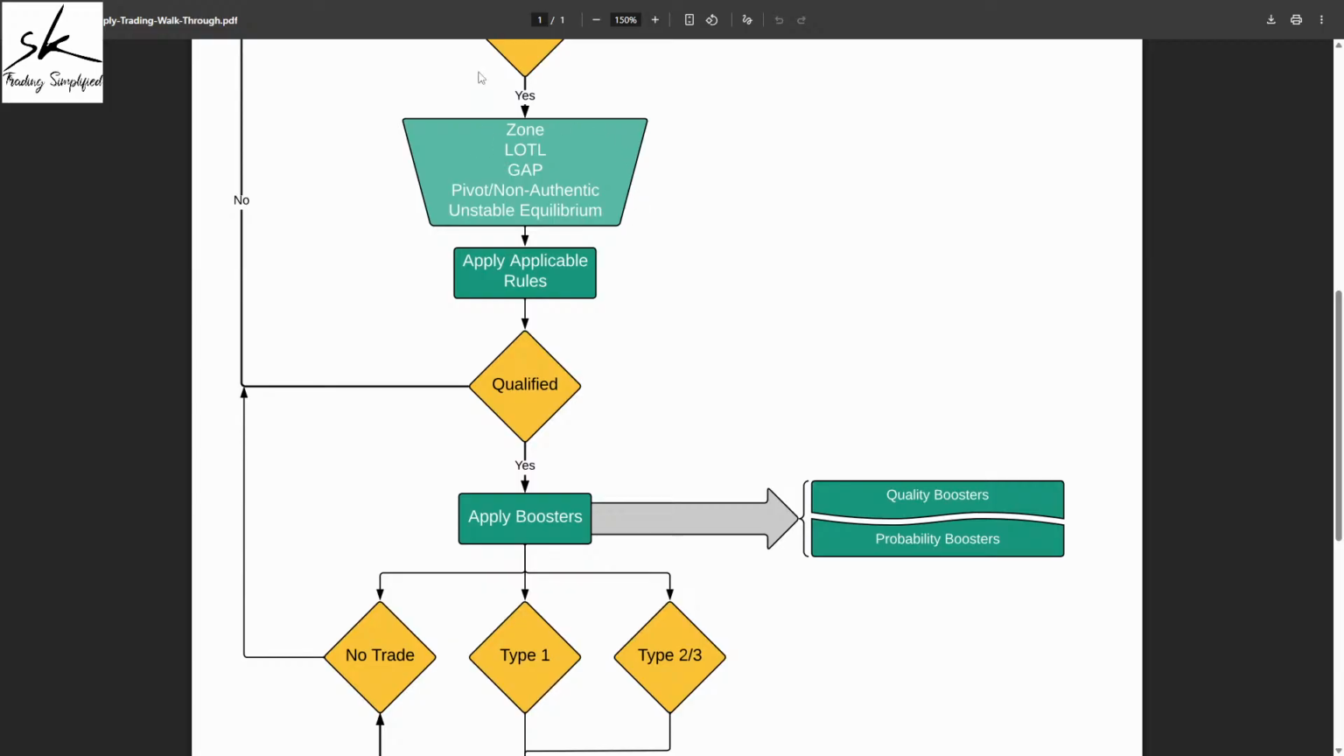Perfect. So yes, it is a case of level on top of level, no modifications required. It's not a zone because of a gap, therefore gap rules will not apply. Pivot and no authenticity: definitely it's a drop base rally structure, and for drop base rally and rally base drop, by default we always apply the rules of pivot and no authenticity.